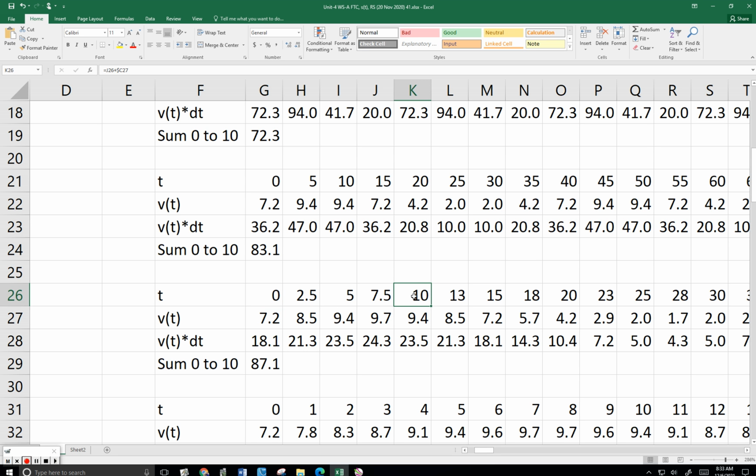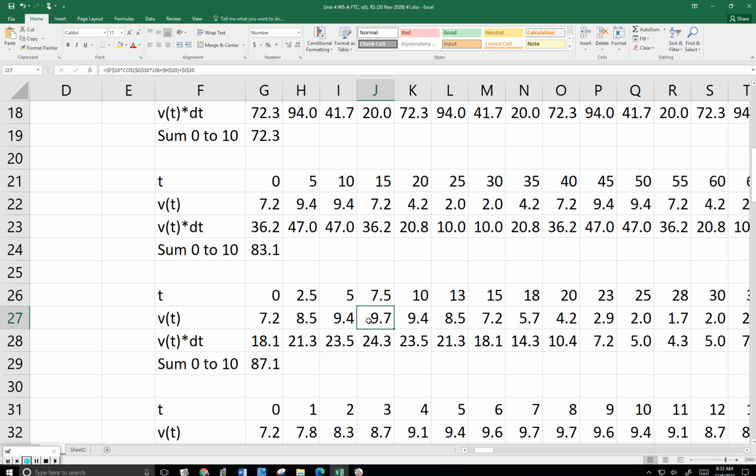So what I'm saying is for the first 2.5 minutes, I'm assuming the velocity is 7.2. For the next 2.5 minutes, I'm assuming the velocity is 8.5. For the next 2.5, 9.4. For the final 2.5, 9.7. I've now covered the 10 minutes. I don't want to use another velocity. That's beyond what I'm trying to accomplish.